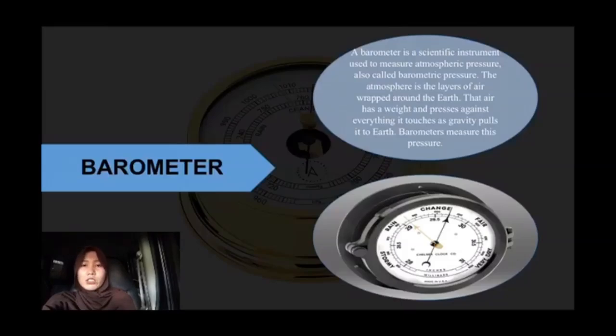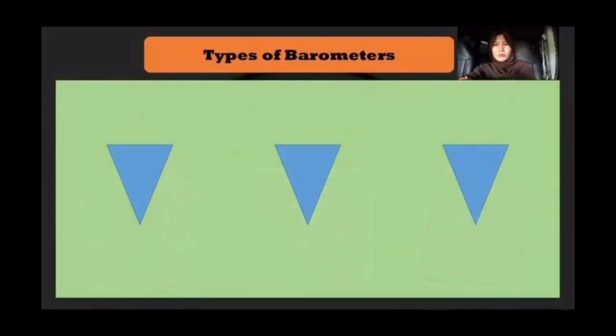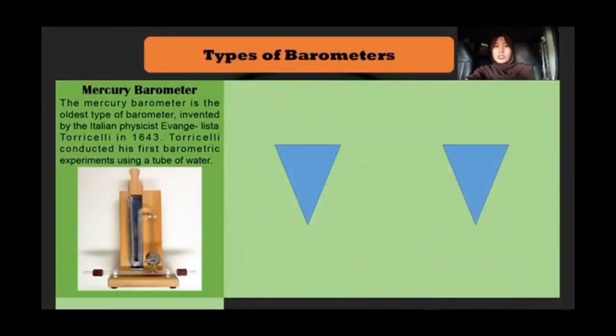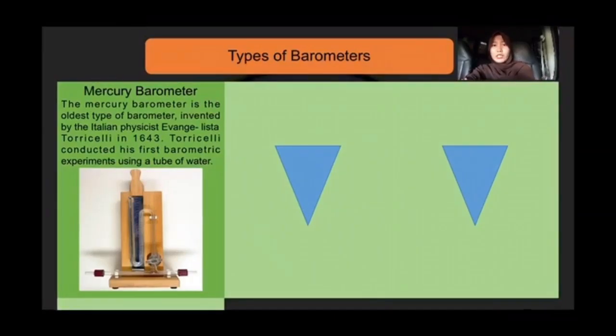Okay? So now we also have types of barometer. The first one is the mercury barometer. It is the oldest type of barometer, invented by the Italian physicist Evangelista Torricelli in 1643. Torricelli conducted his first barometric experiment using a tube of water. So it is a device used to measure the atmospheric pressure with a column of mercury.